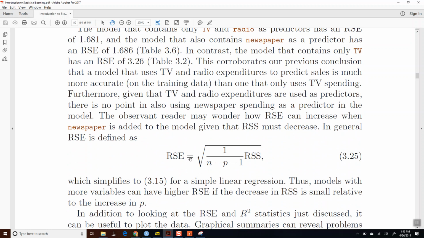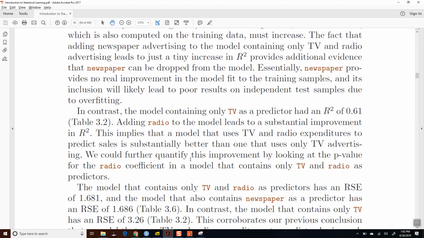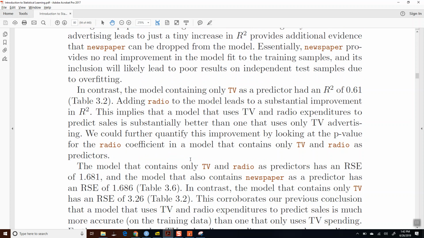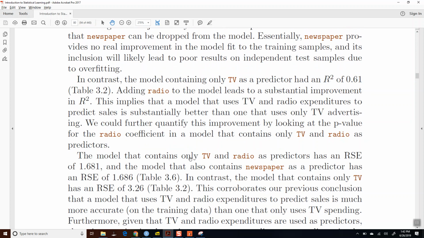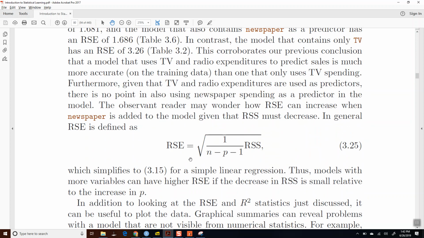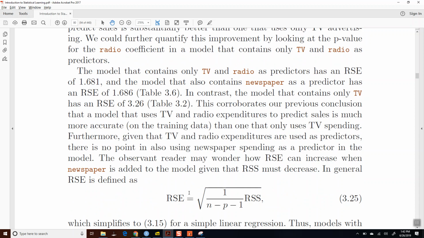And so you have a few other values. You've got the, you have the RSE, okay?